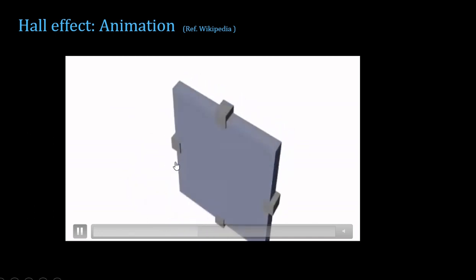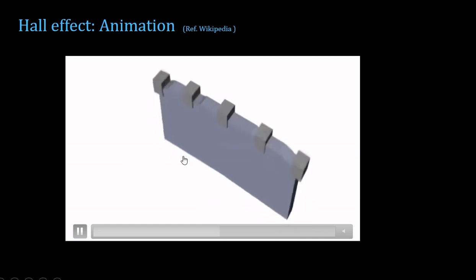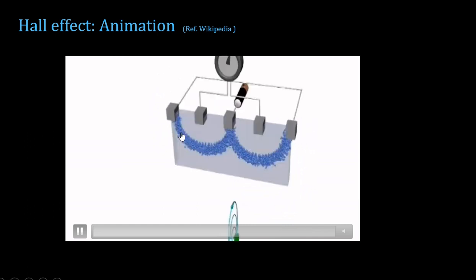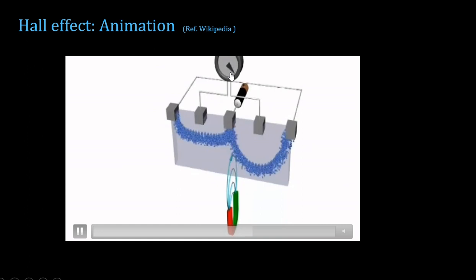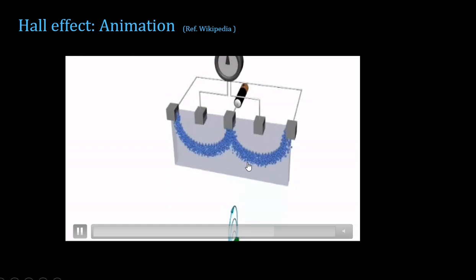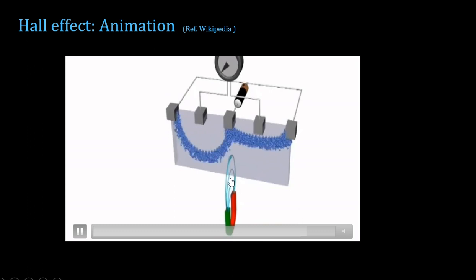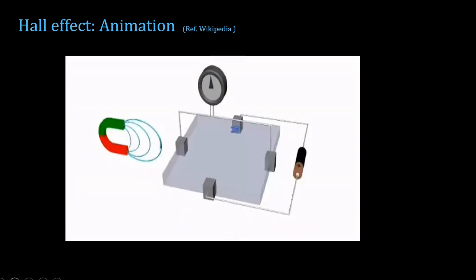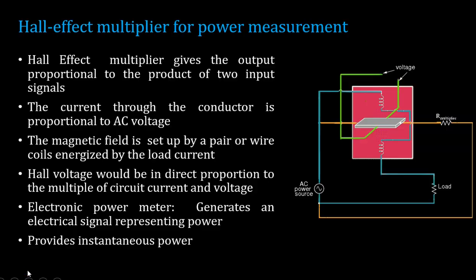There you can see that an external voltmeter is also connected, which detects the voltage that is generated and indicates the direction of this potential that is produced. Once you reverse the magnetic field, the reverse effect happens. Such a phenomenon is explained as the Hall effect.